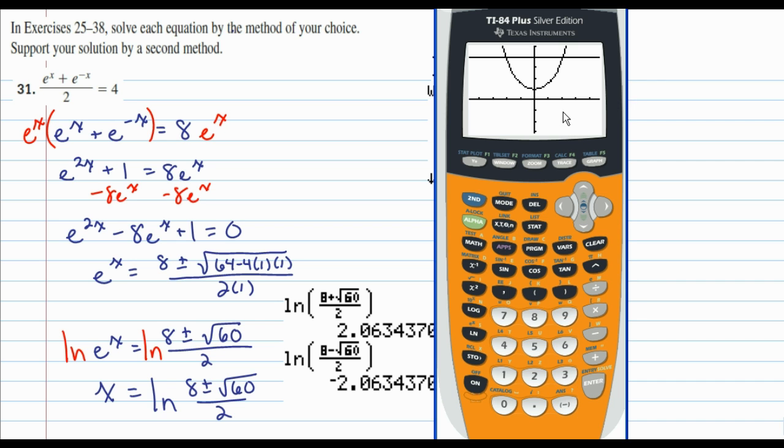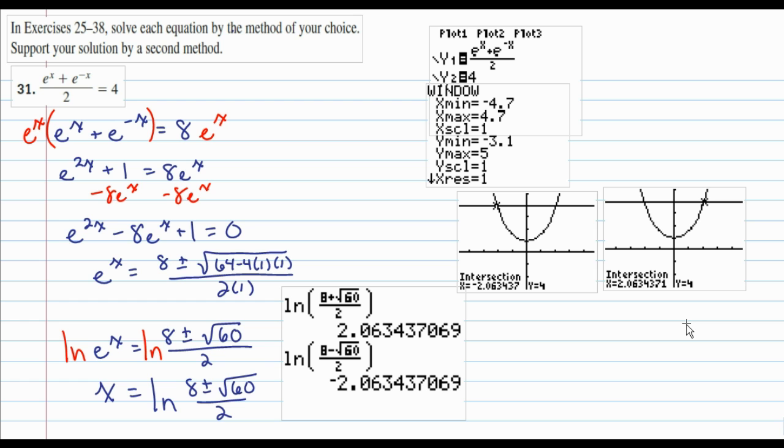And I've got this graph here that I can find my intersections. And since I got the same x values for my intersections as I did when I solved, I know I did this correctly.